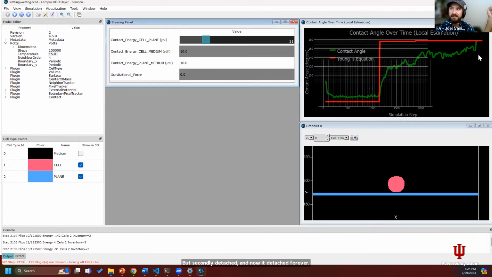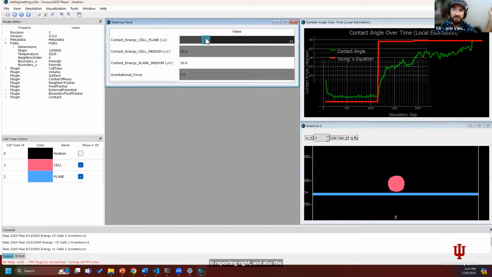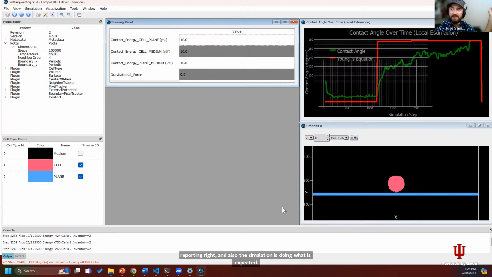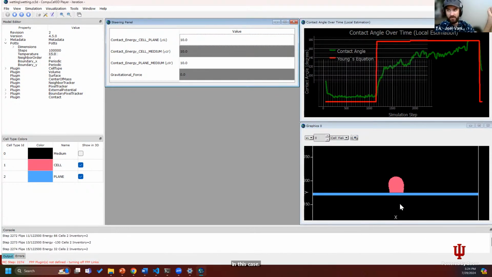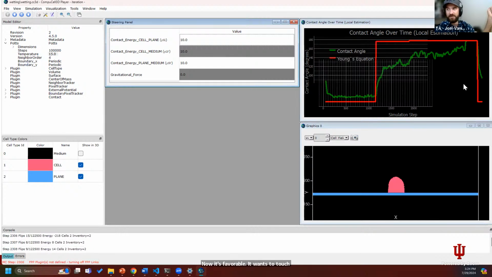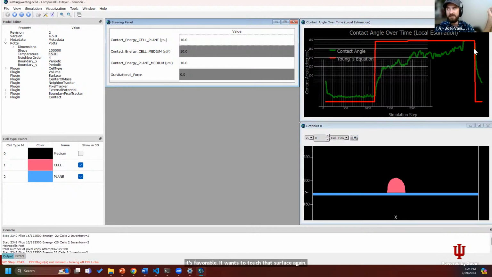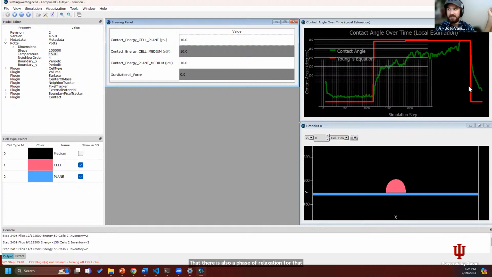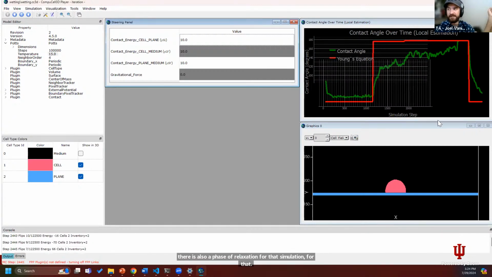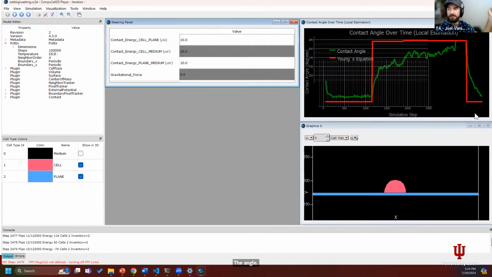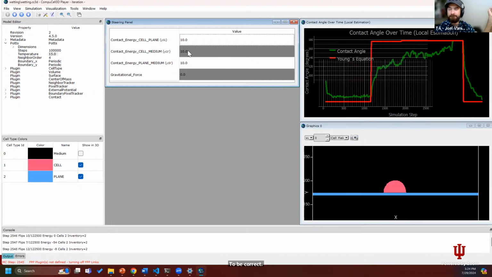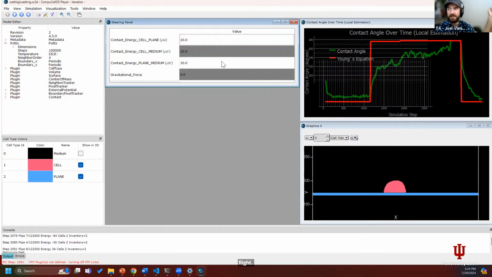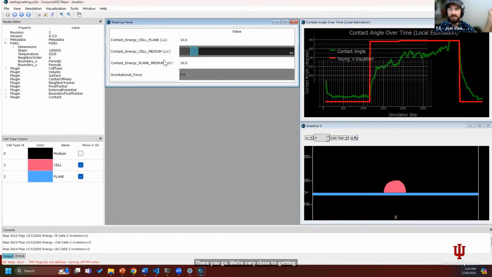So we know that the Young's equation is reporting correctly, and also the simulation is doing what is expected in this case. If we go back to the 10, 10, 10, now it's favorable. It wants to touch that surface again, and we should go back to the 90-degree angle. And you see that there is also a phase of relaxation for the simulation for the angle to be correct. There we go. We're very close to getting the right values again, given the error.